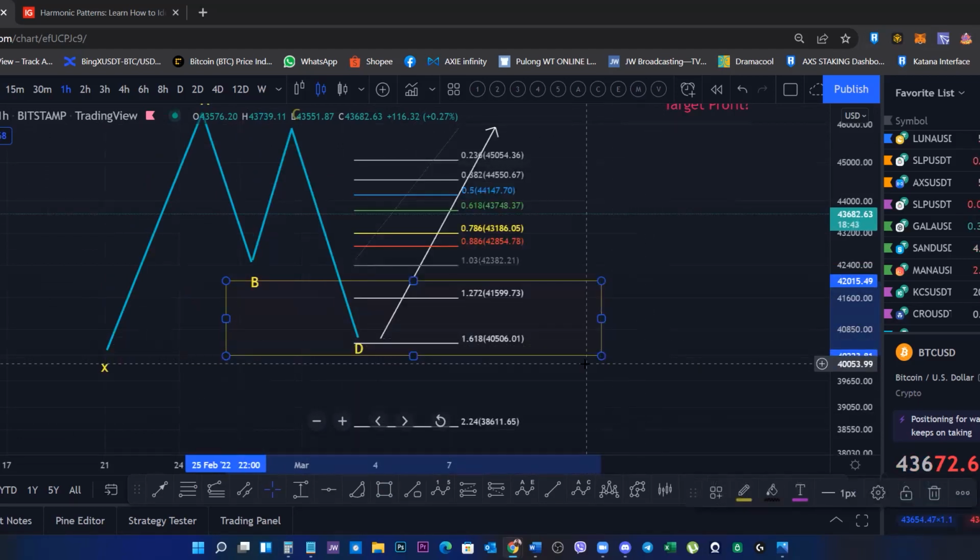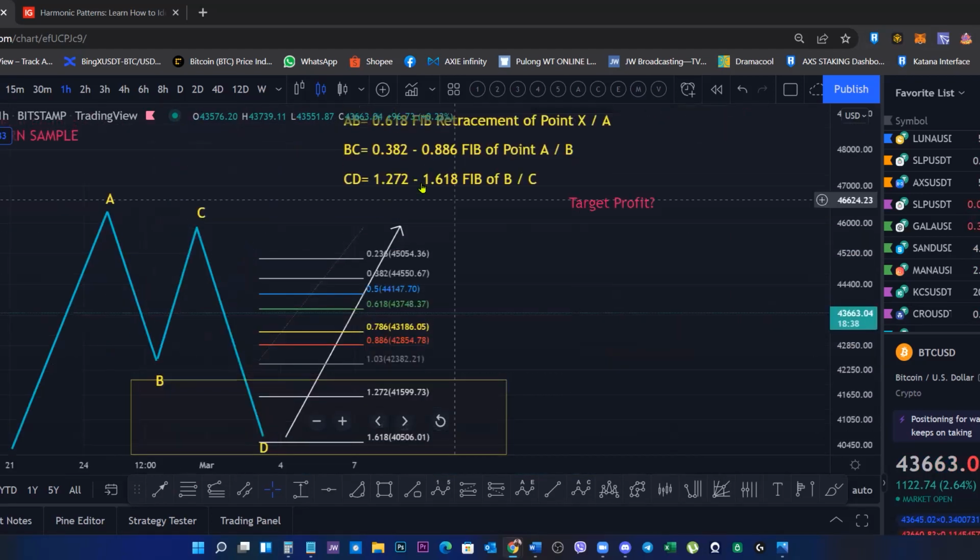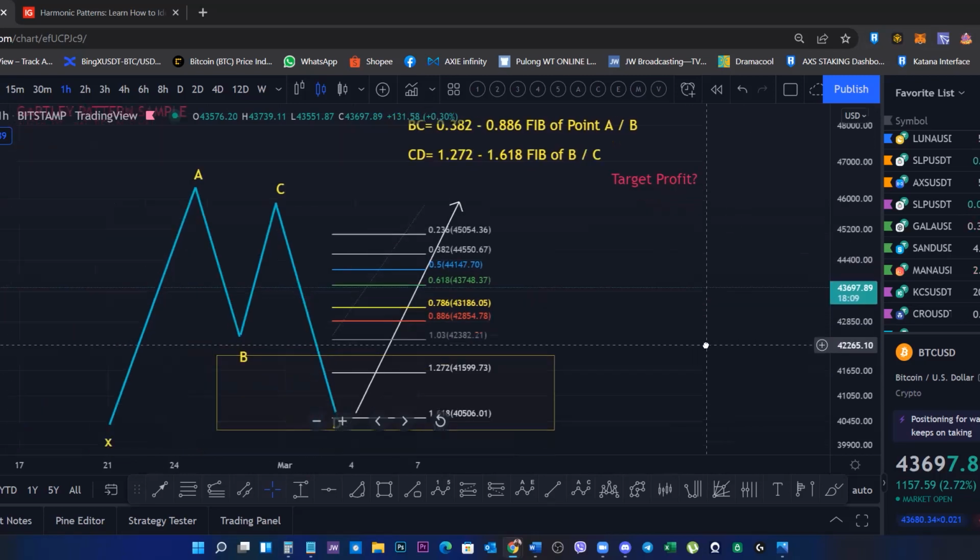Okay? So normally, guys, if the BC is 0.382, normally it will go to 1.272. If the BC is 0.886, from this one to this one is 0.886, normally it will go up to 1.618 Fib of point B and C. So ayan lang yung measurement guys. I hope hindi kayo malito. You can use the chart while practicing this on your own.